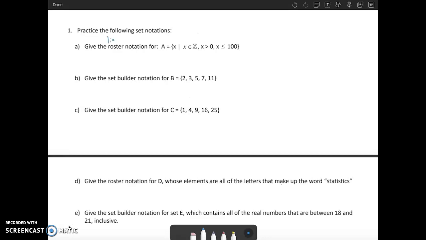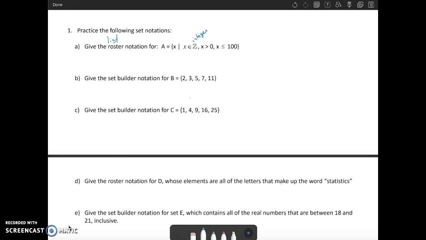So list the elements of the set A, and A is the set of x's such that x is an integer, and that's because that's what that symbol means. And x is greater than 0 and also less than or equal to 100. So the endpoints, the end values start to really matter on these, on whether you include a value or not.